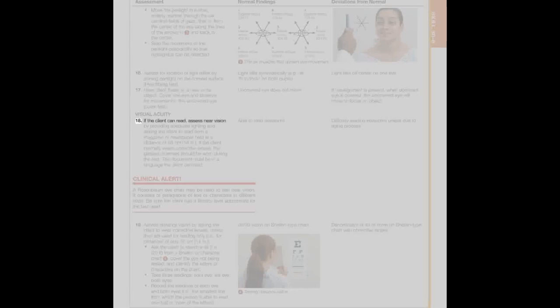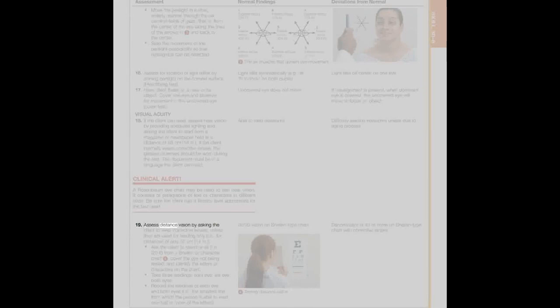Visual acuity. Step 18. If the client can read, assess near vision by providing adequate lighting and asking the client to read from a magazine or newspaper held at a distance of 36 centimeters, 14 inches. If the client normally wears corrective lenses, the glasses or lenses should be worn during the test. The document must be in a language the client can read. Normal: able to read newsprint. Abnormal: difficulty reading newsprint, unless due to the aging process.